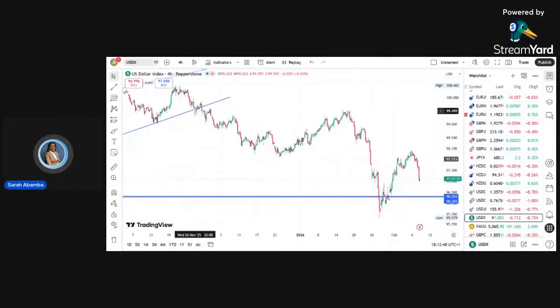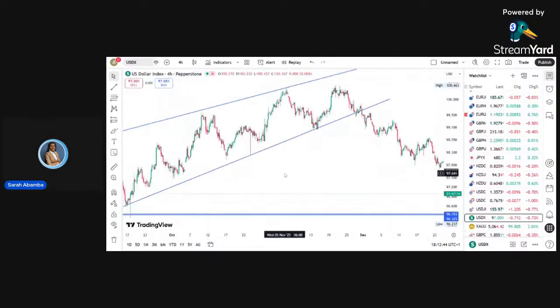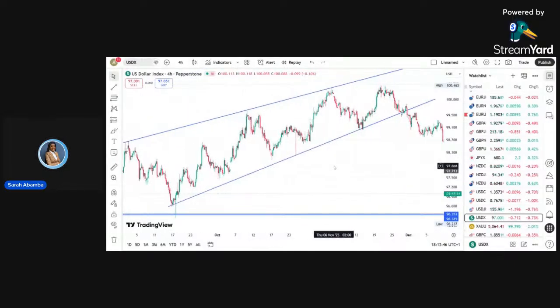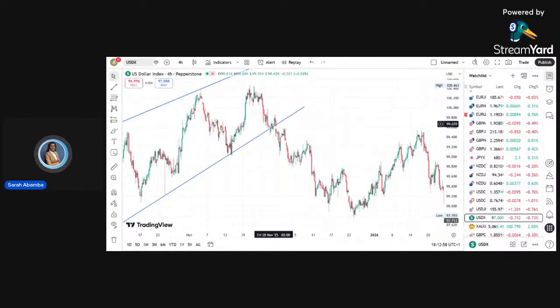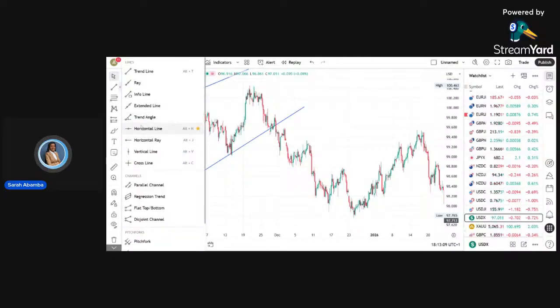So now you saw that this has been a support all this while. Let's use this as a practical example. This is a support zone, kind of. The market has respected it one, two, three, four times now, and by the fifth time, the market broke through it. So this support is no longer valid at this point. What happened here was that this support became a resistance.